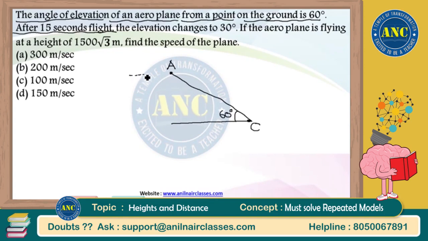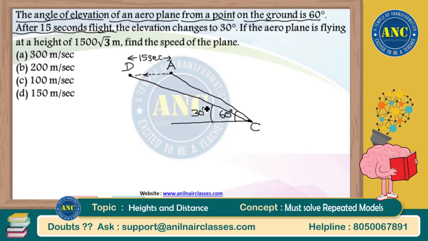It kept on moving in this direction like this, and after 15 seconds, assume that it is at point D, right? This time taken from A to D is given in the question as 15 seconds. After 15 seconds of flight, the angle of elevation changes to 30 degrees. That means this particular angle is mentioned in the question as 30 degrees.